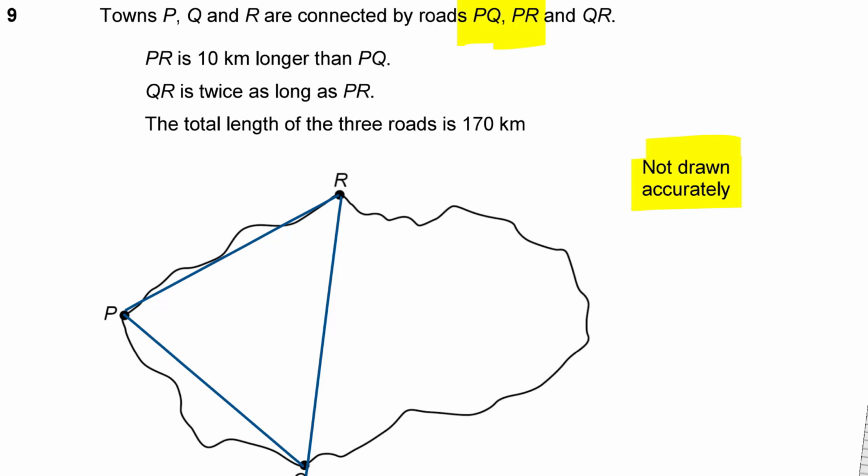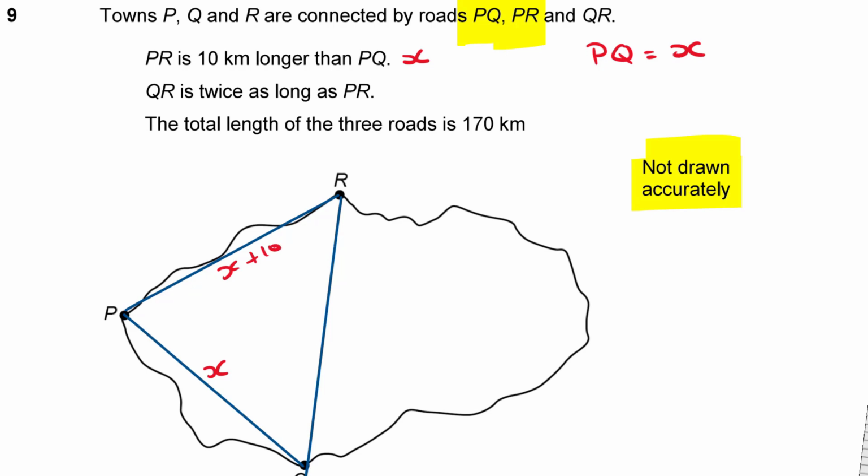Okay, so we are told that PR is 10 kilometers longer than PQ, but we don't know how long PQ is. Now, if we don't know anything in maths to start with, then use algebra. So let's say PQ is equal to x. So I'm going to make this one here x. Then PR is 10 kilometers longer than PQ. That makes PR x plus 10.